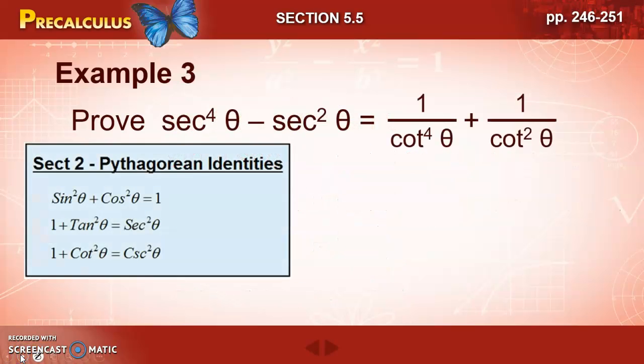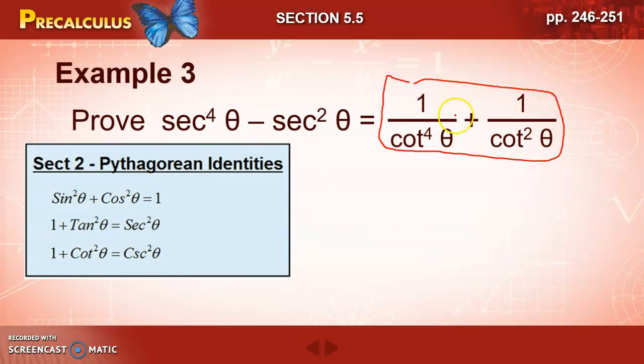Let's move to our final example here, example number 3. We want to prove that secant theta to the 4th minus secant theta squared is the same as 1 over cotangent theta to the 4th plus 1 over cotangent theta squared. And remember, we want to pick the more difficult side to start with, and we want to simplify that more difficult side so that it matches.